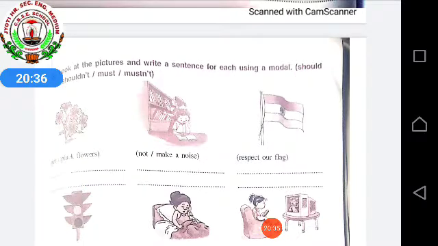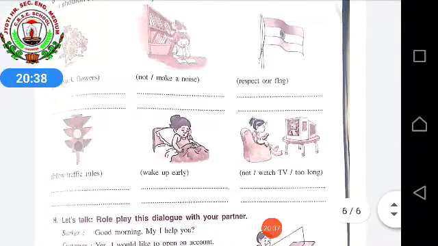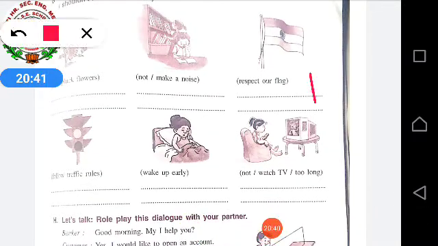So in this way you have to see all the pictures and you have to do the sentences by yourself. Every sentence I am not going to tell you. First one I told, rest you people will be doing by yourselves. Like the second one, not make a noise. So you should not make noise, or we should not make noise. Then third one, respect our flag. So we must respect our flag because it is necessary, and must we use for necessary things.